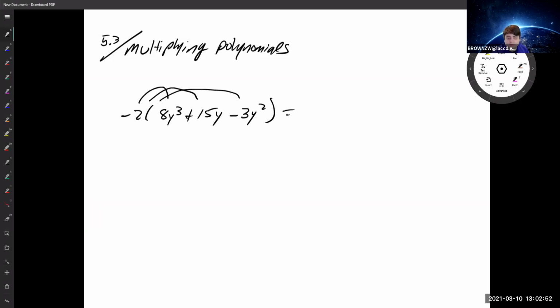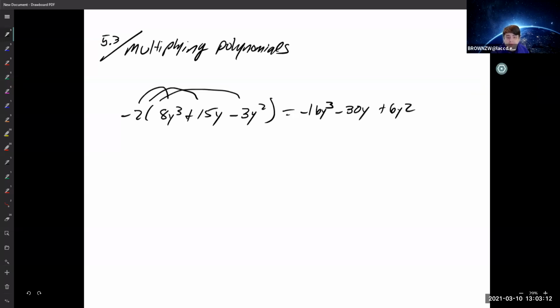So we have -2 times 8 would give me -16y cubed. -2 times 15 would give me -30y. And -2 times -3 would give me +6y squared.